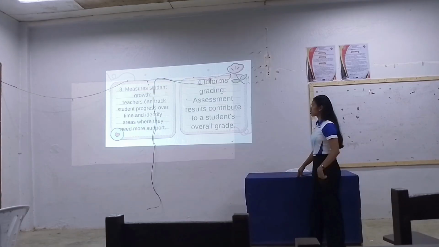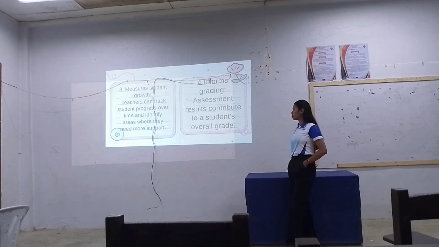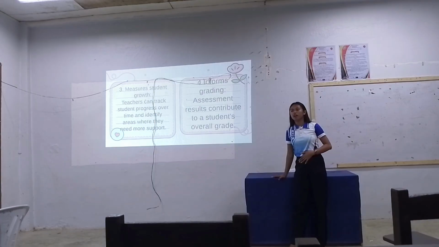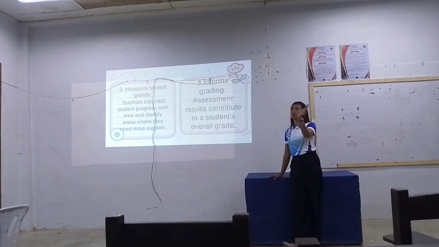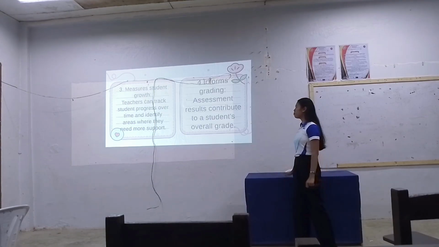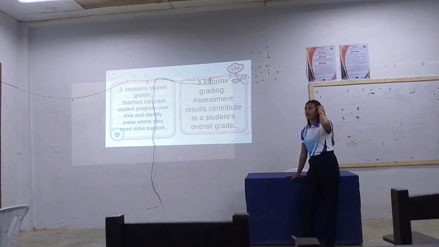The third one is measure students' growth. Teachers can track student progress over time and identify areas where they need more support. So, as a teacher, as an educator, we need to check our students from time to time. Why? Because you do not know if a student is just staying silent there, even though he does not understand. So that you can determine that students are struggling in this topic, and then identify what support or improvement you need to provide as a teacher.